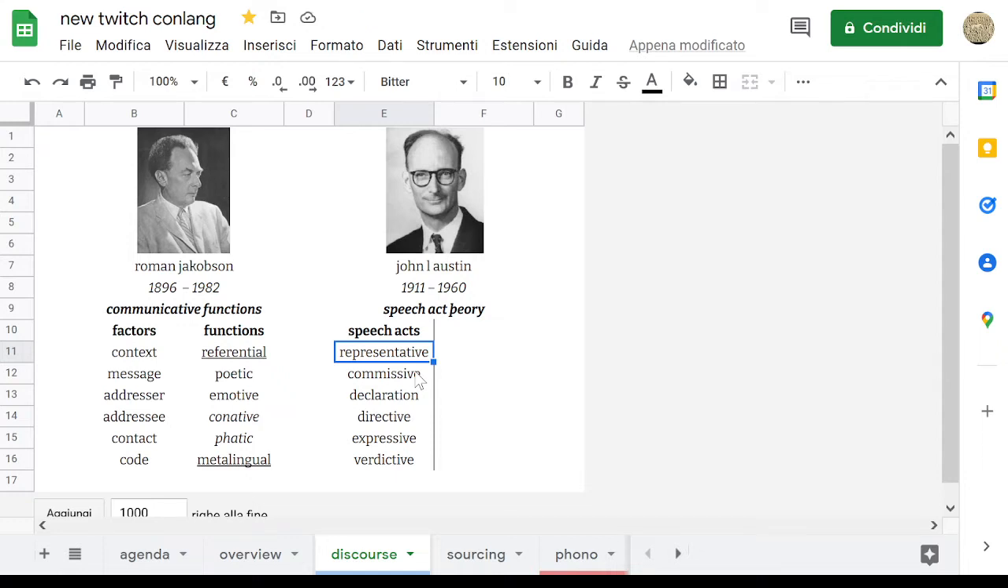Representative is pretty close to Jakobson's idea of the referential. You are just representing information, forming hypotheses, making statements or claims. The majority of what I will be doing is representative.